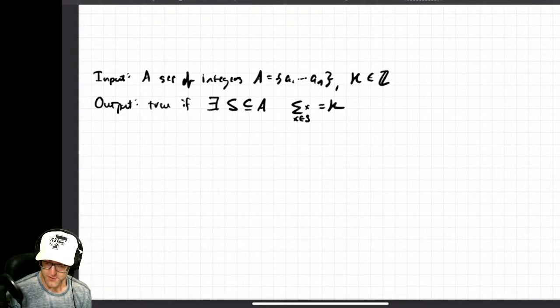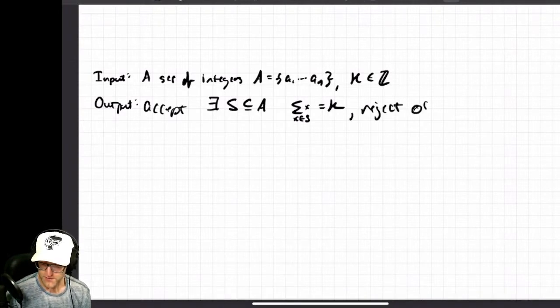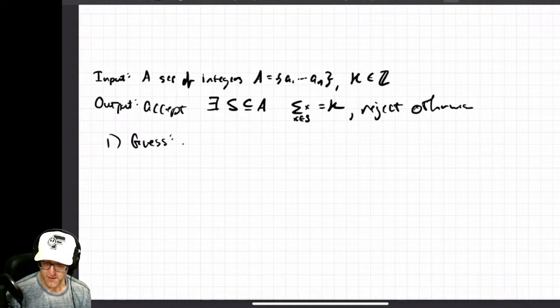Our input is a set of integers. Our output, now we're going to change the output here. We'll accept if there exists a subset of S whose values sum to k, reject otherwise. So my first phase here is a guess phase. A subset S of A, right? And again, I'm just going to jump immediately here.